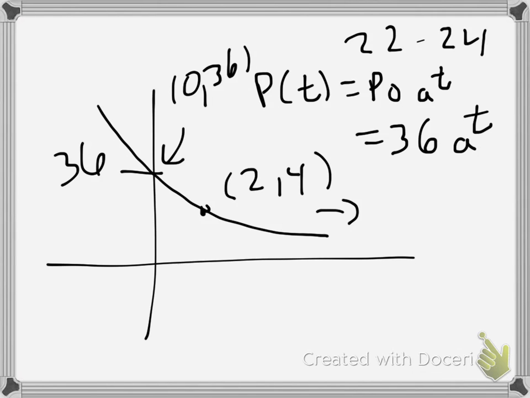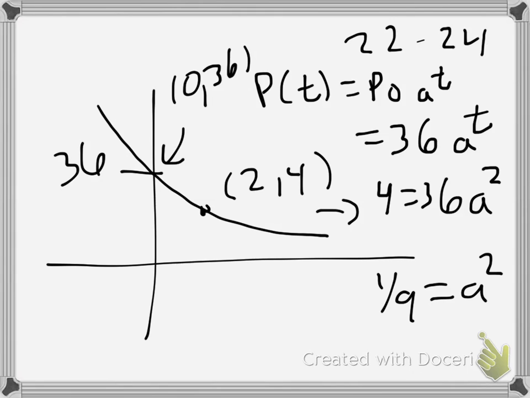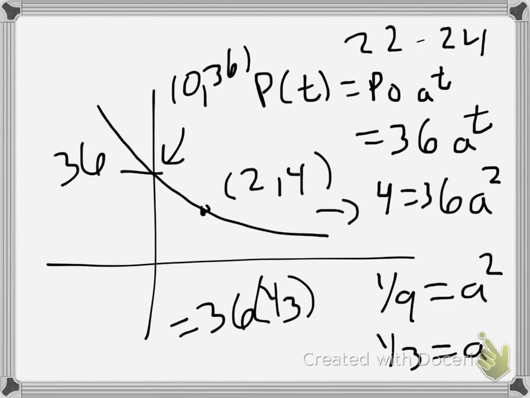So when we do that, P becomes 4, and 36 times a squared. Then you can divide by 36 and you'll get 1/9 equals a squared. When you take that square root, you'll see that a is 1/3. And so our formula becomes 36 times (1/3) to the t, which is perfect because 1/3 is less than 1, so it should be decay, and that's exactly what the graph looks like.